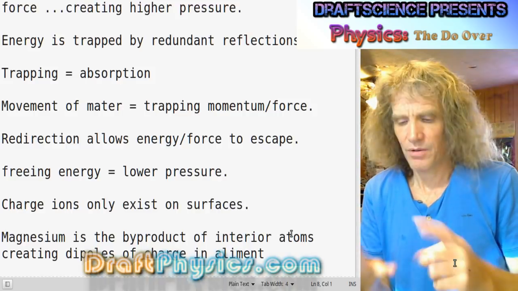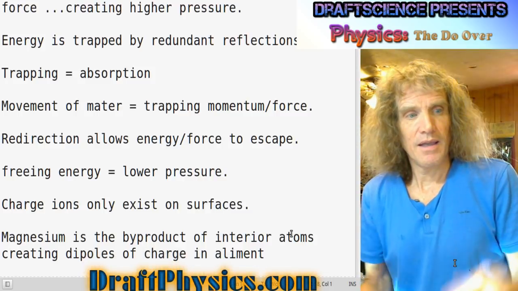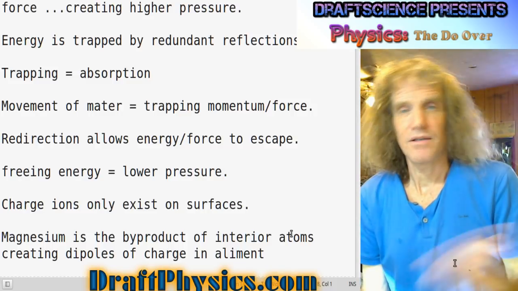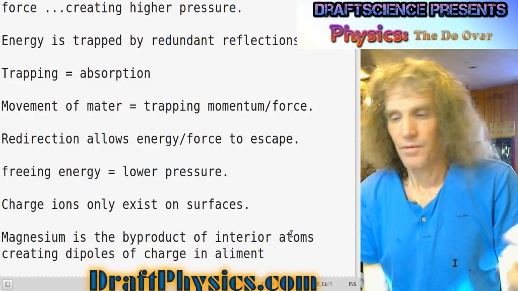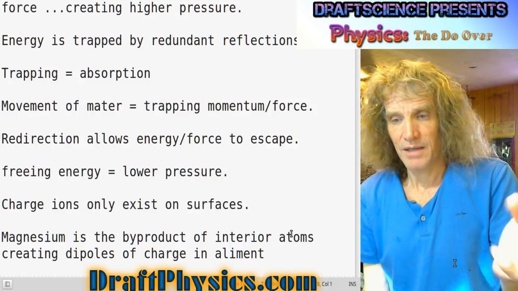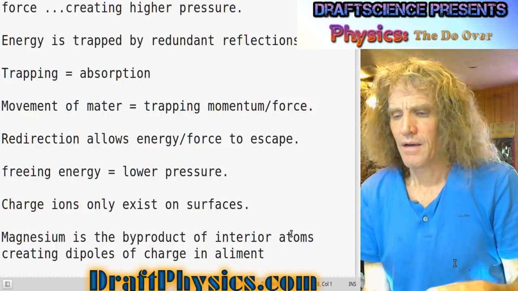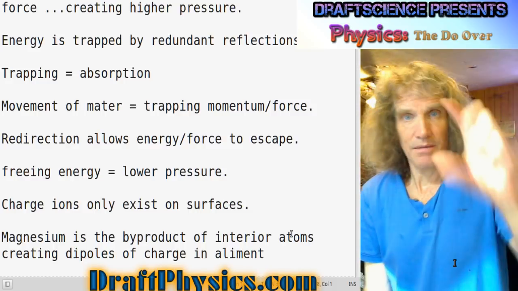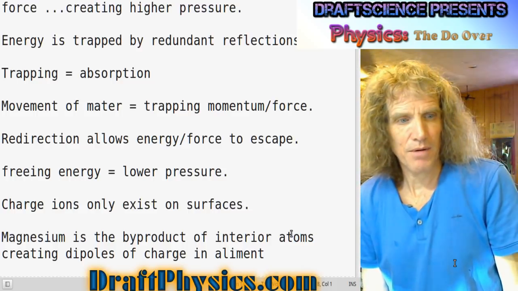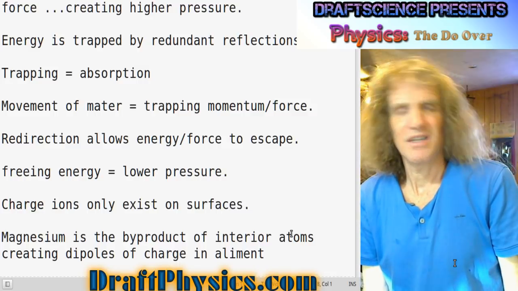It's one field. There's no electric field and then a magnetic field. There's just one field, and two different kinds of functions affect that field. That is a charge function, where a bunch of ions on the surface of a material go black, so to speak, and make something very reflective to the black energy, or red. And the other one being where magnets, as I'll finish up here, magnetism is the byproduct of interior atoms creating dipoles of charge in alignment.